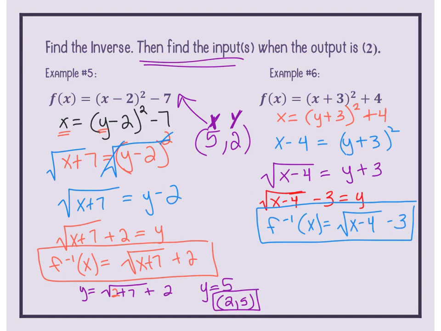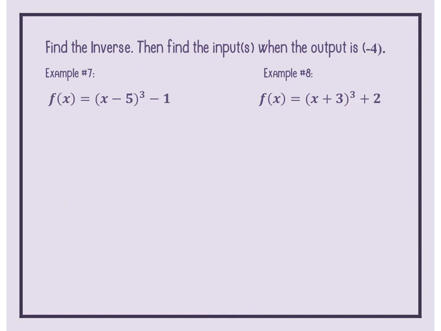Let's go ahead and go to a cubic function. Okay, so here's a cubic function. So we are going to switch the x and y. So this becomes x equals. Okay, I'm going to go ahead and show all my steps here. First step is to move the 1 over. How do I move the 1 over? I add it to both sides. So I have x plus 1 equals y minus 5 cubed.